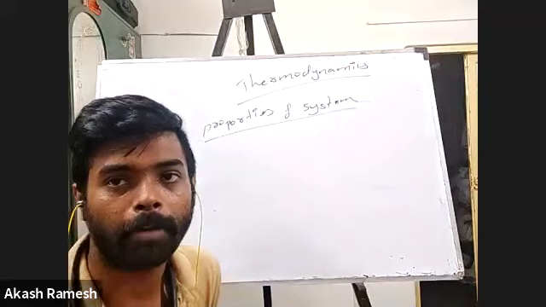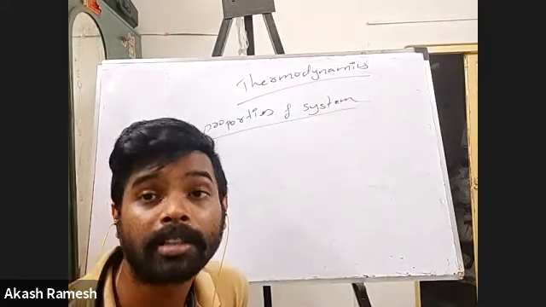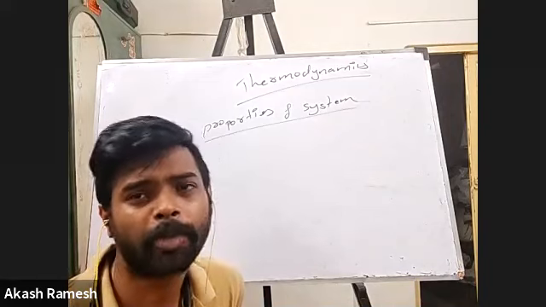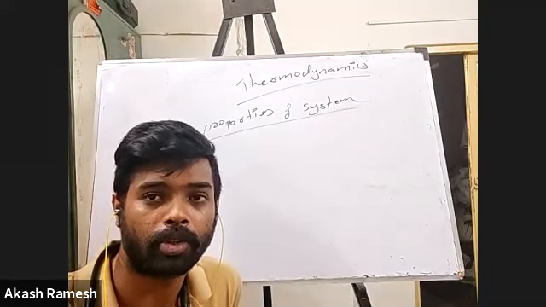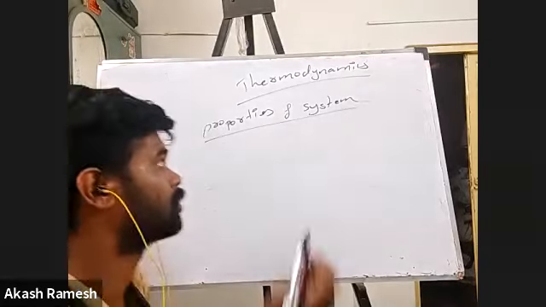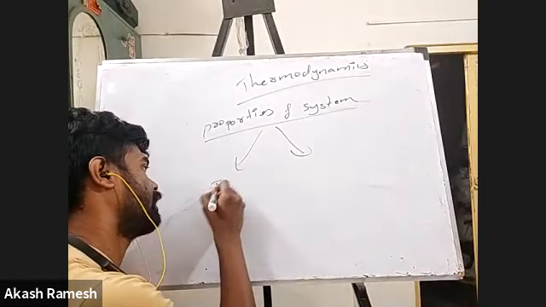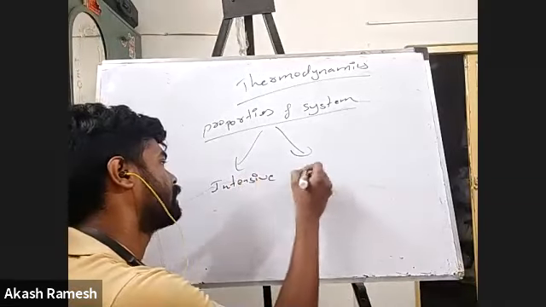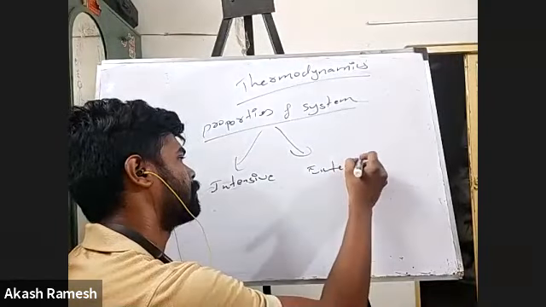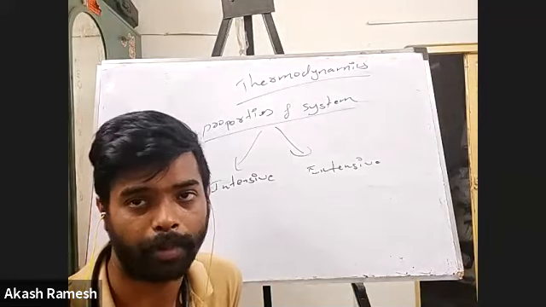So what do you mean by properties? Properties are the variables or parameters which are used to describe any system, right? Fine. These properties can be of two types. One is what is called intensive properties, and the other is what is called extensive properties. Intensive properties and extensive properties, right?